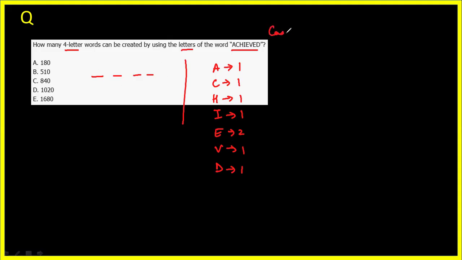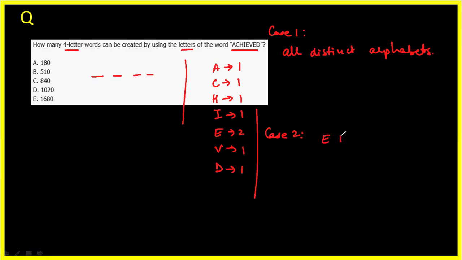Can we say that in case number 1, there will be some words wherein all the letters of this four-alphabet word will be distinct, all distinct alphabets. And there will be some words, case number 2, wherein E is coming 2 times, and the other 2 will be from the other remaining letters, that is A, C, H, I, V, and D. So E comes twice in case number 2.